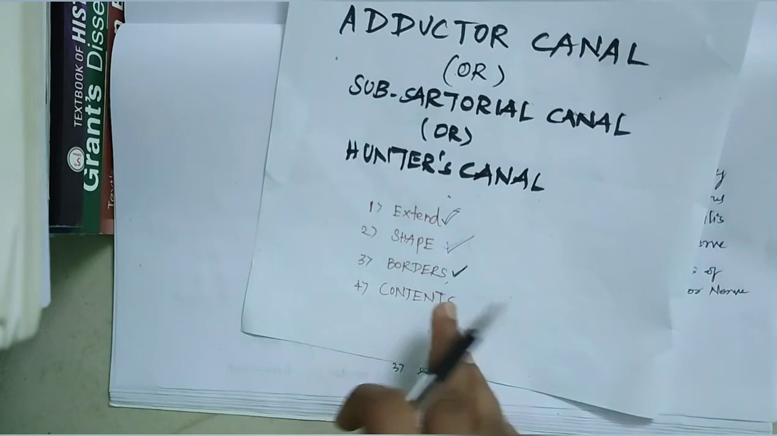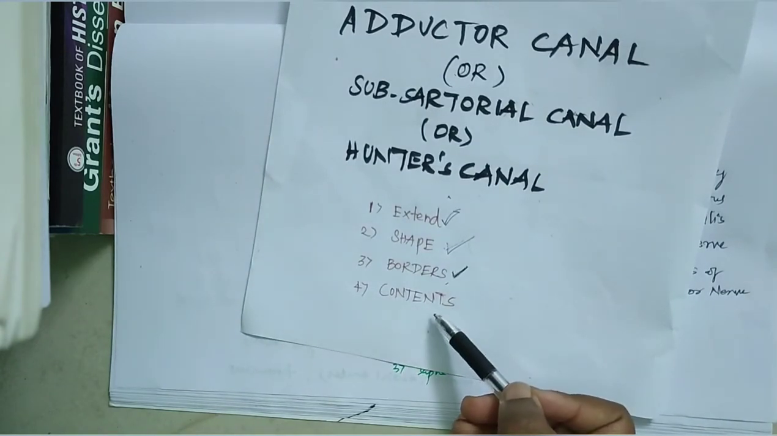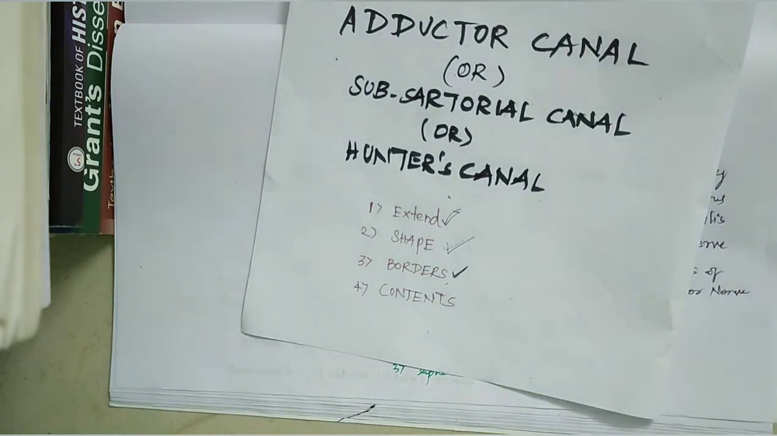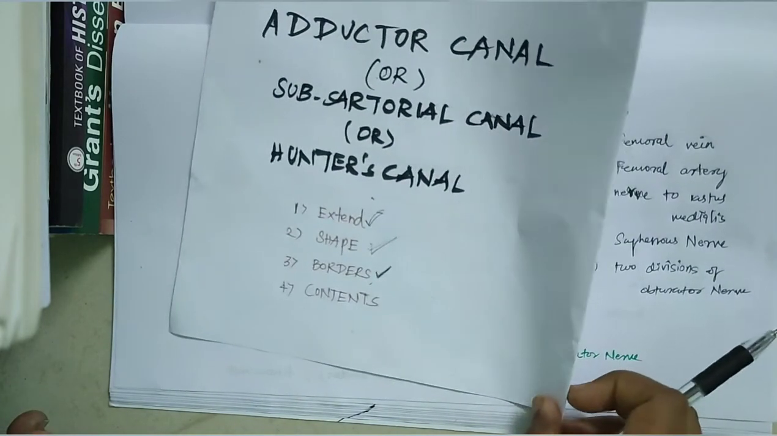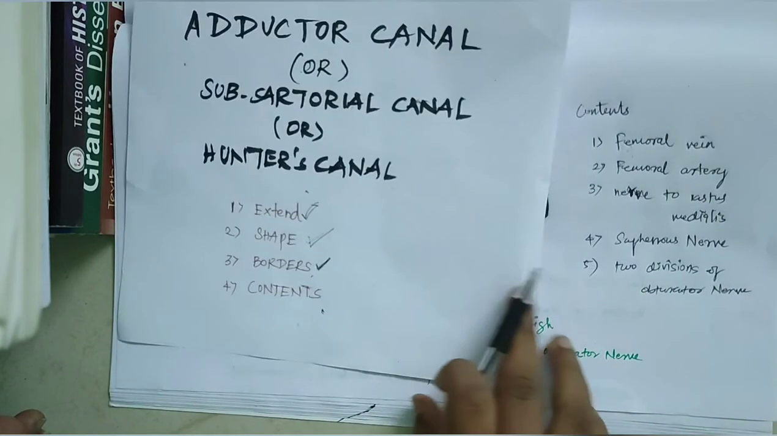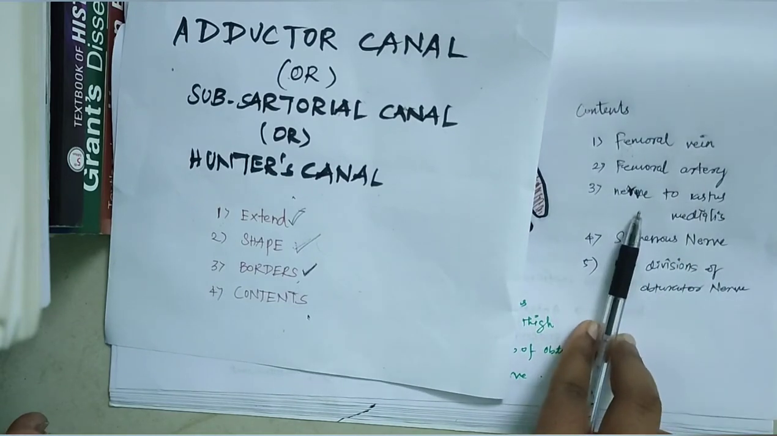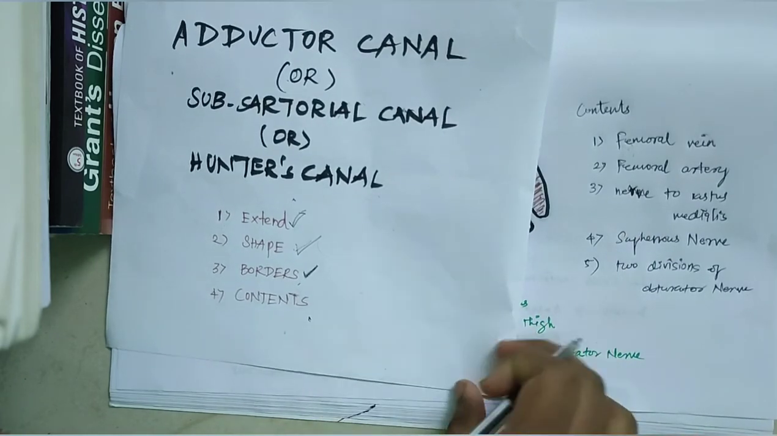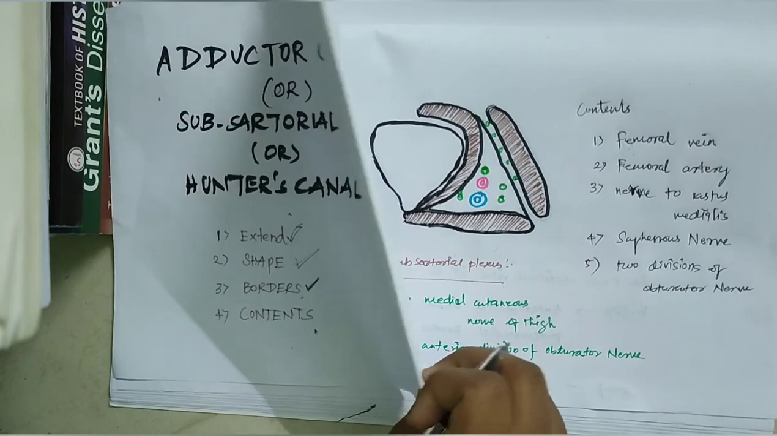And contents: femoral artery, which is anterior to the femoral vein in the beginning of the adductor canal, and at the end of the adductor canal, below, the femoral vein is lateral to the femoral artery. And the contents also include the nerve to vastus medialis, saphenous nerve, and two divisions of the obturator nerve. These are the contents.